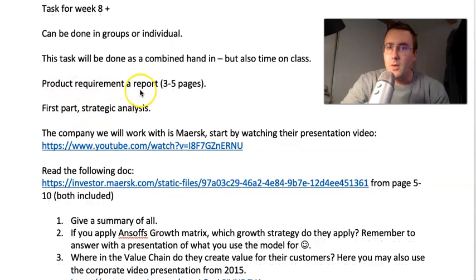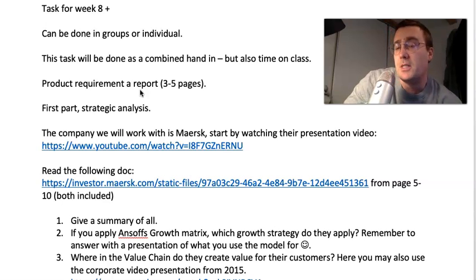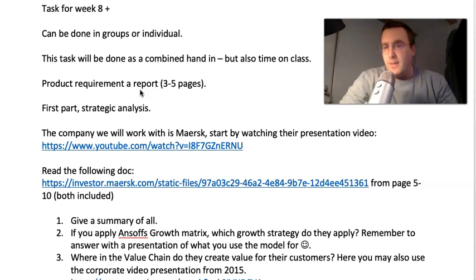Product requirement: a report, 3 to 5 pages. It should be written as a text, but of course also including figures and percentage development and percentage points, etc. So you need to try to learn to write as much in the language of business economics as possible. But that's also an assignment we're going to try focusing on now.